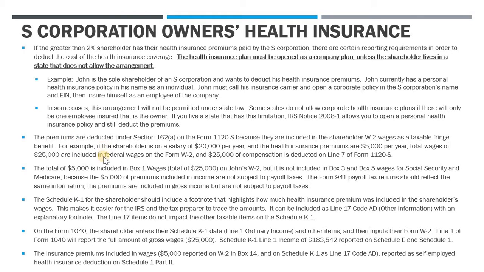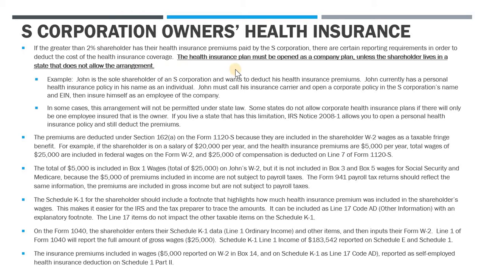So just some general background on how this works. When you have a shareholder in an S Corp that owns greater than 2% of the stock, the company can open a health insurance plan for that shareholder as an employee and then pay the premiums on behalf of the shareholder and deduct those premiums at the S Corp level. Okay, so it works very similarly to having an employee that's not an owner and you're paying for that employee's health insurance.